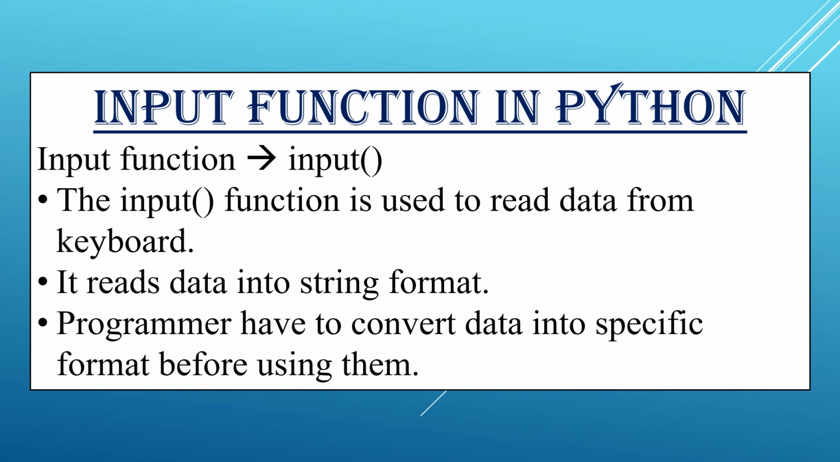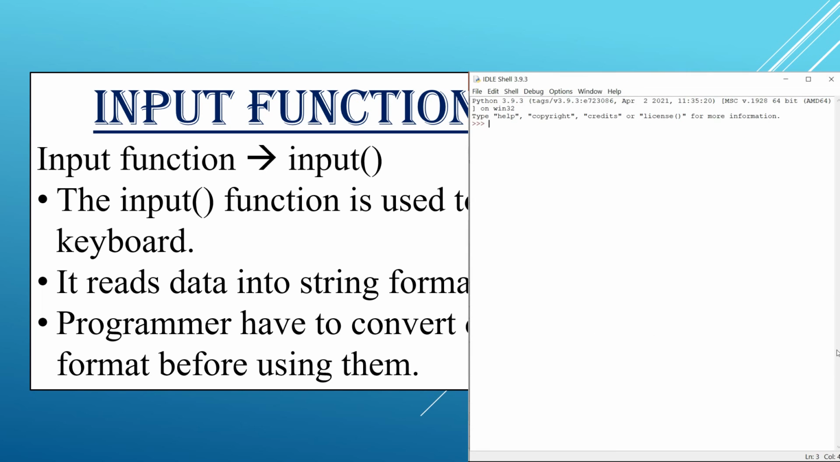It reads data into string format. Whatever the type of the data given to the input function, by default it considers the value as a string. The programmer has to convert data into a specific format before using it. This input function takes data by default in string format. If we want to use another type of data, we have to convert from string type to the required data type. We'll see in the Python IDE.